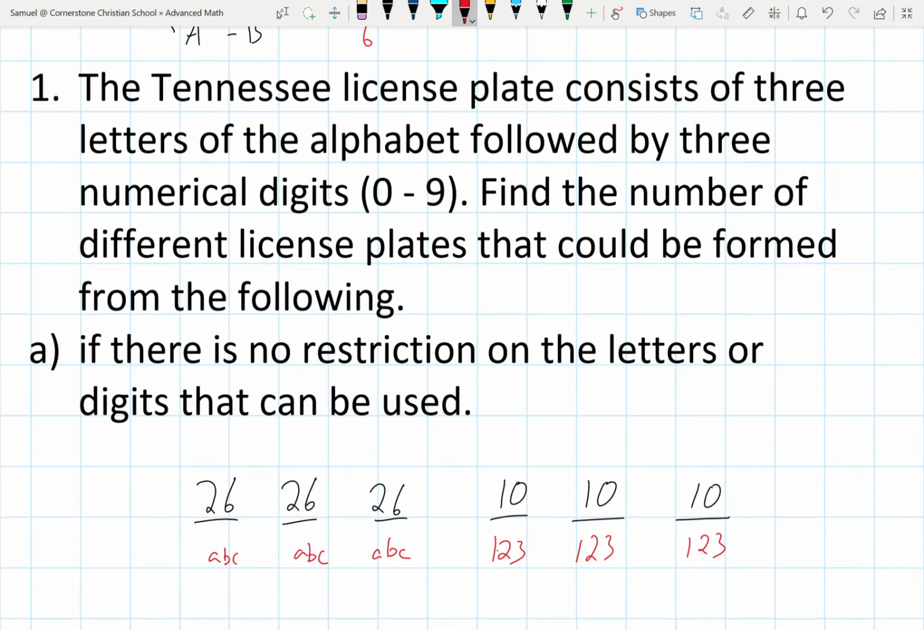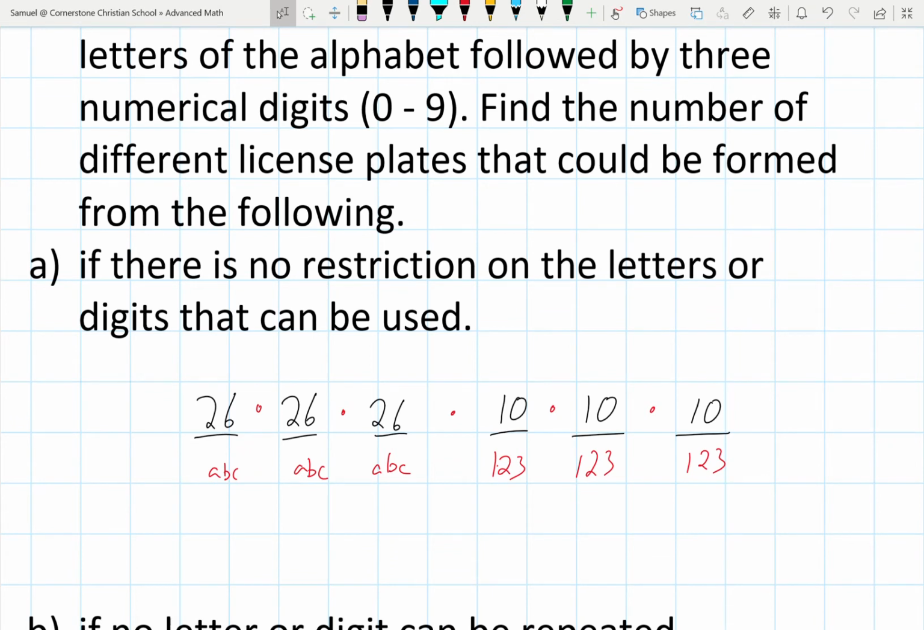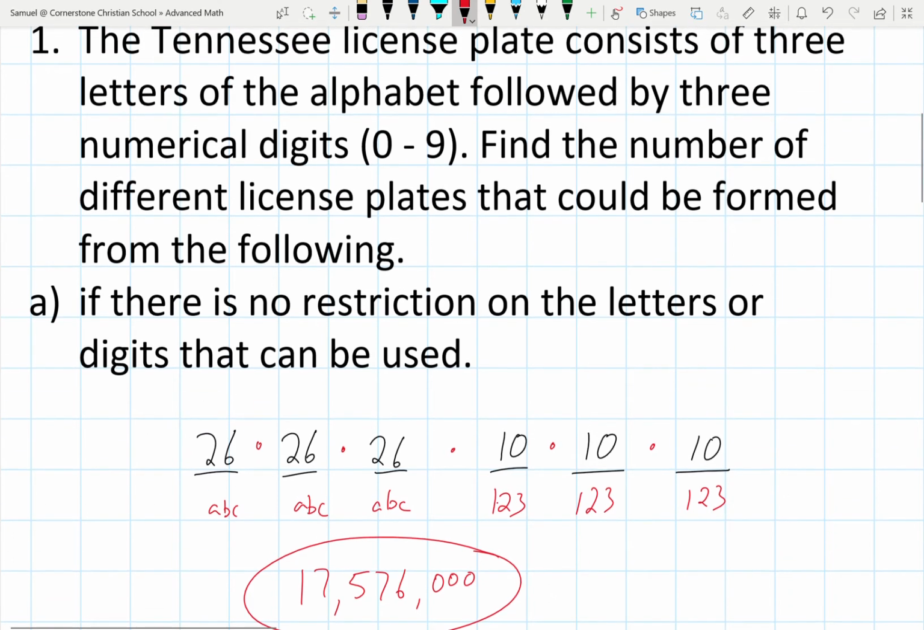So what we're going to do is take each of these numbers times the other to find out how many different license plates essentially can be formed. And if we were to multiply all of this together, we would get 17,576,000. So there's 17 million different ways to arrange three letters followed by 3 numbers.